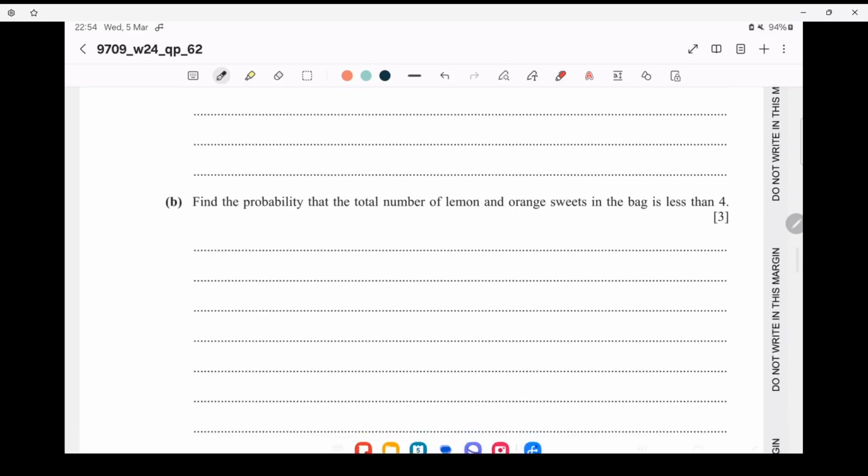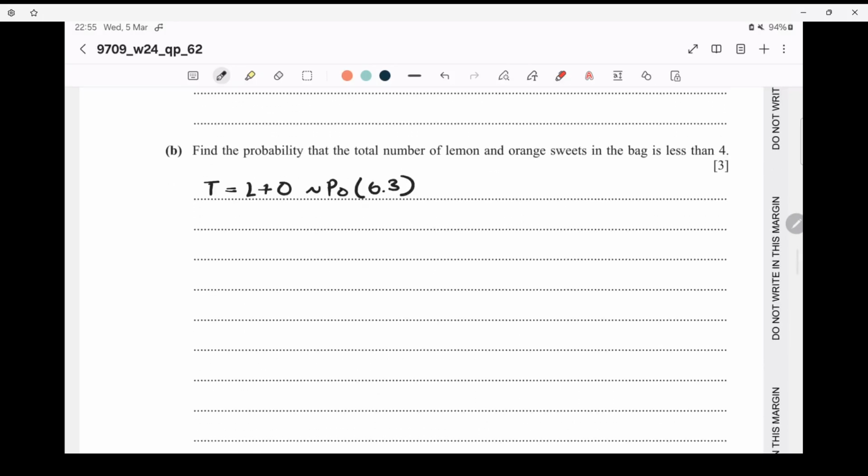Find the probability that the total of lemon and orange is less than 4. So let's do the total, which is lemon plus orange, and this is the Poisson distribution. You just sum those two parameters together, you should get 6.3. So you need to find the total less than 4. So you have t equals 0, t equals 1, t equals 2, t equals 3.